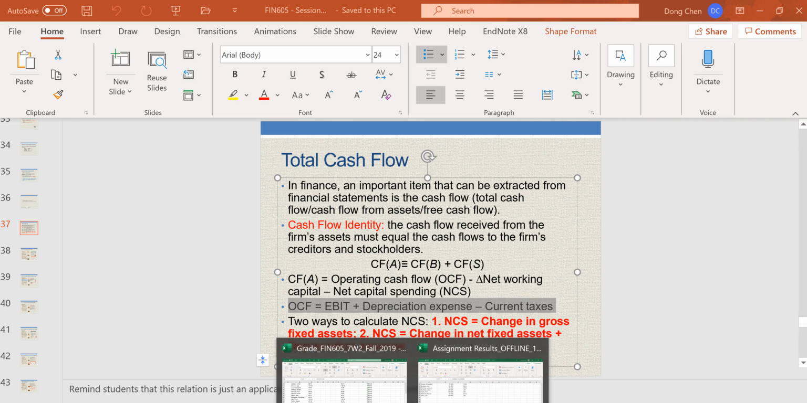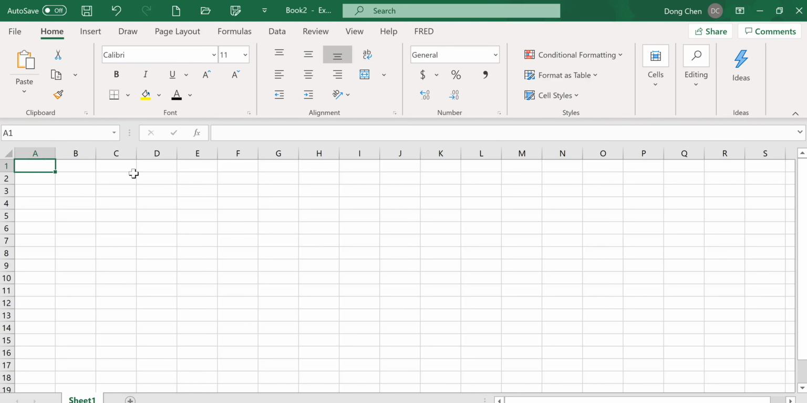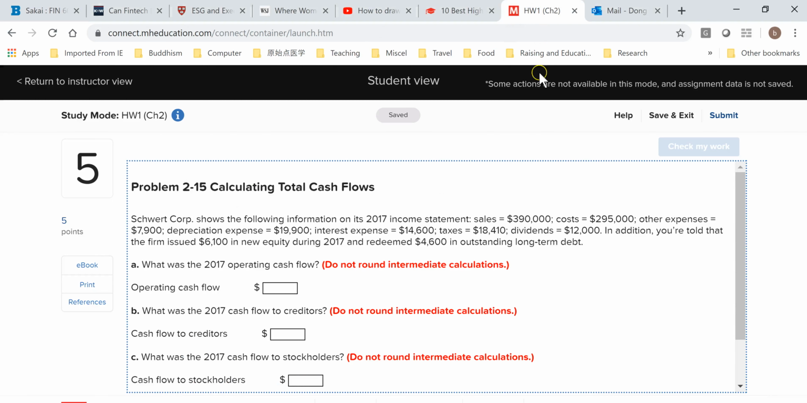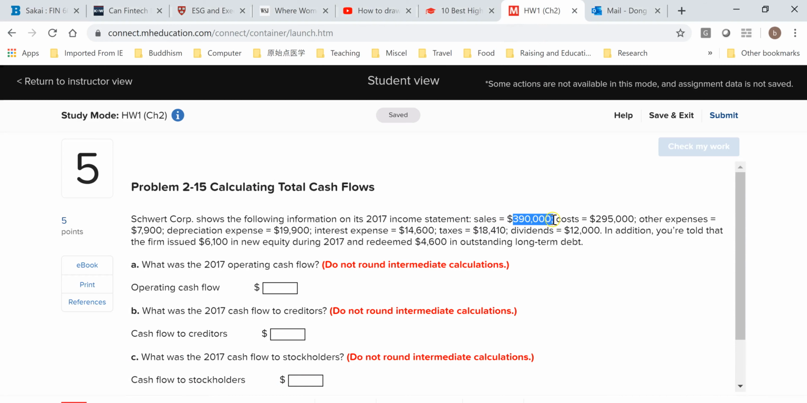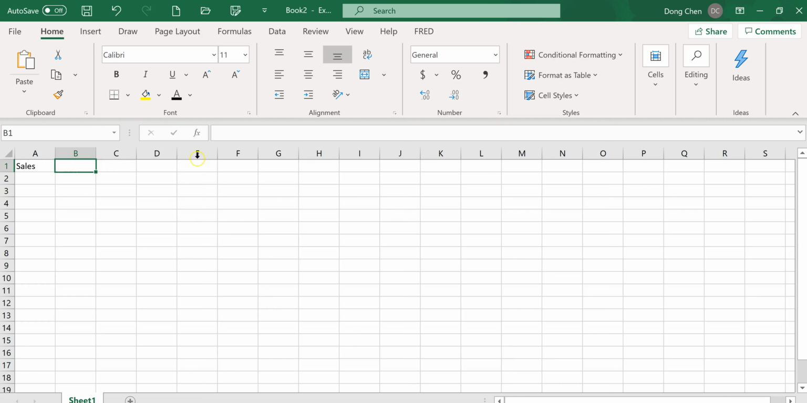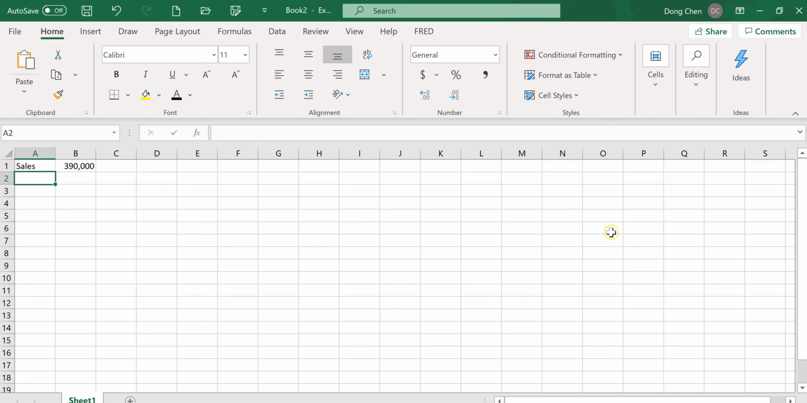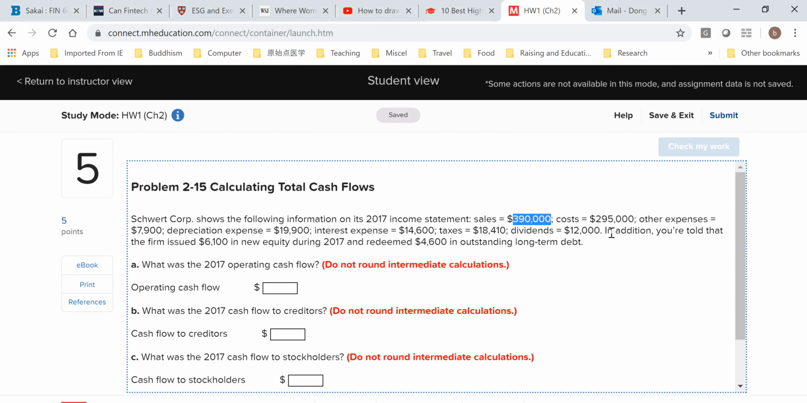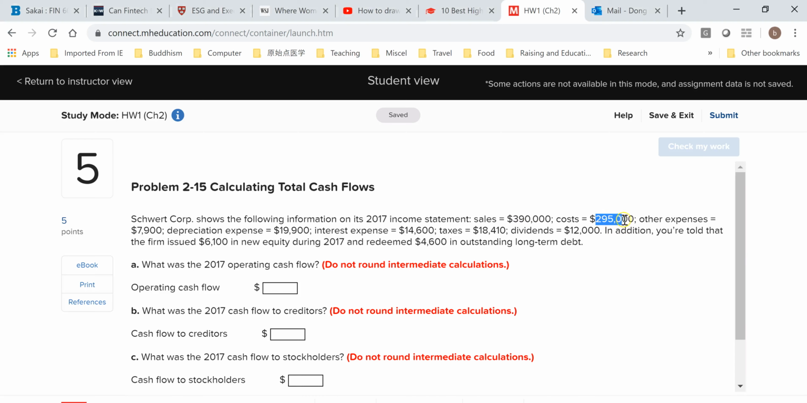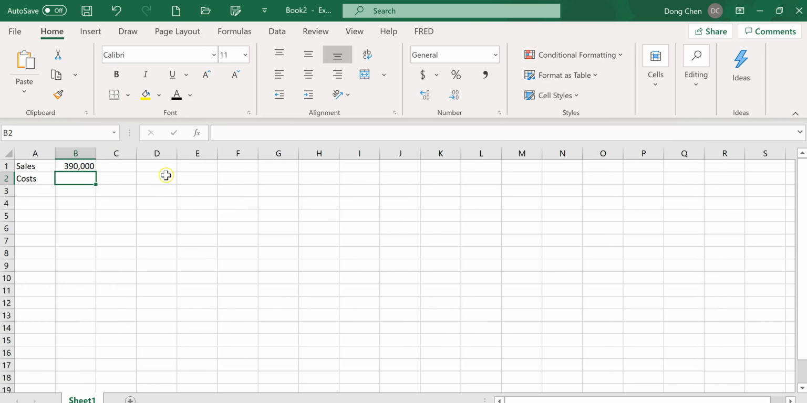we can construct the income statement. So sales, start from sales. Sales is, we just copy the number. Let me use Excel to solve this problem because it's easy to construct the income statement with Excel. So the next item is the costs. So here the cost, I believe, refers to the cost of goods sold. So again, copy this number back.